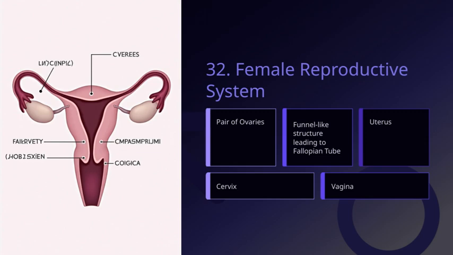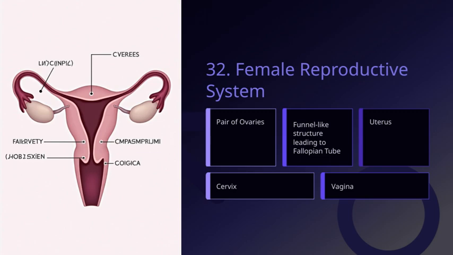Moving on, we see the funnel-like structure leading to the fallopian tubes. These tubes are essential because they are the site where fertilization typically occurs, as the egg travels from the ovaries to the uterus. Speaking of which, the cervix is the lower part of the uterus that connects to the vagina, acting as a gateway between the two.